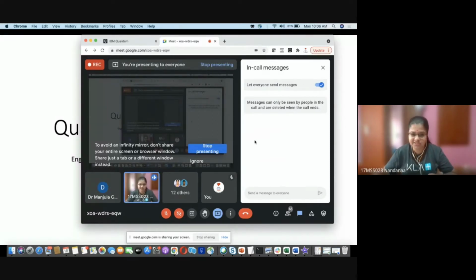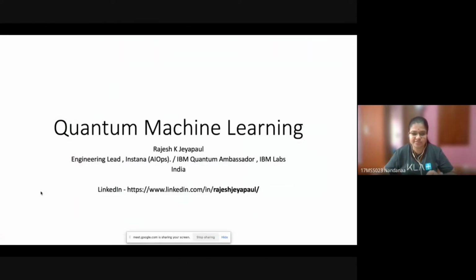So without any further delay, I'd like to introduce the presenter of the day, Mr. Rajesh K. Jeyapaul, an engineering lead for AI Ops at IBM Labs, India. He is an IBM Quantum Ambassador, initiating the quantum computing enablement for clients. In his 25 years of technical journey, he has led multiple transformational projects on various technology stacks, ranging from operating system to cloud, and on emerging technologies like cloud, IoT, and AI. His current exploration is around quantum machine learning. He has co-authored various technology books and has 6 patents to his credit.